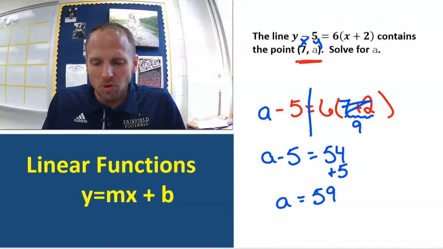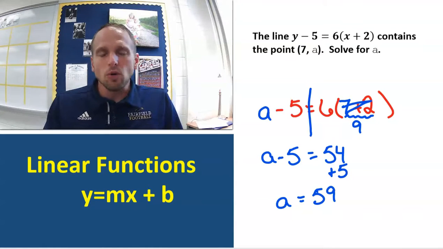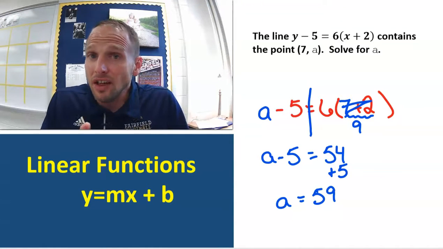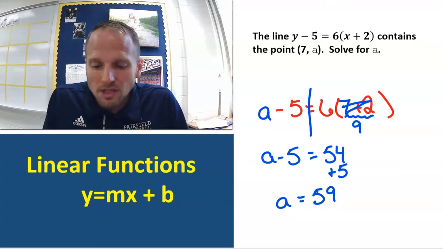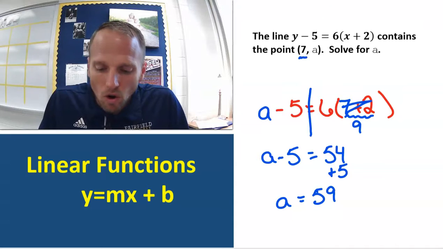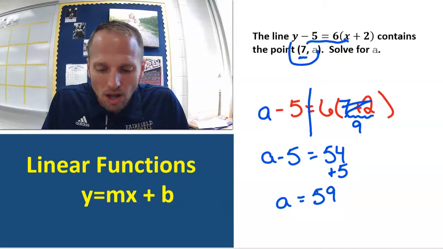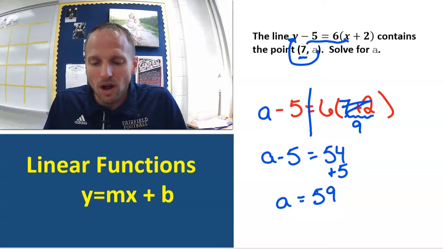Could that problem really have been that easy? Let's go back and see how we did it again. So we have an equation of a line. We're also given another piece of information. The piece of information we were given is that 7 is equal to x. X is equal to 7. So all we did was sub that 7 in for the x. And we also knew that the a was y. Sub the a in for the y.